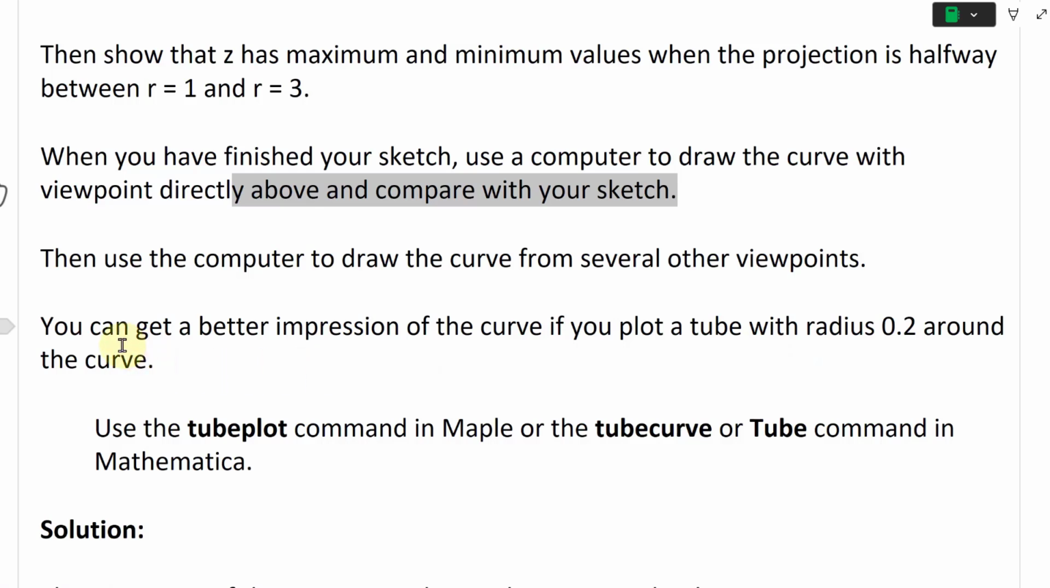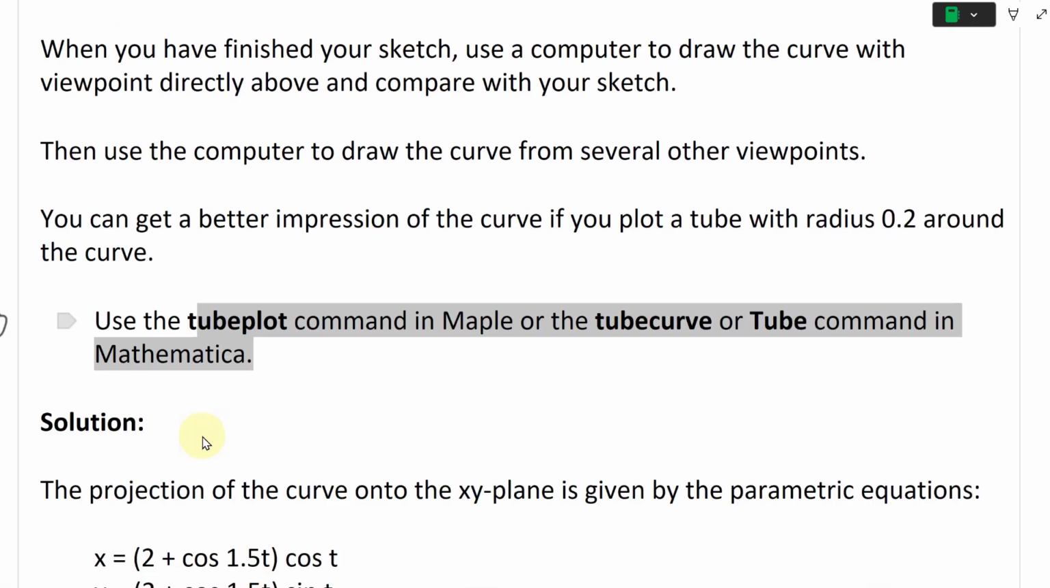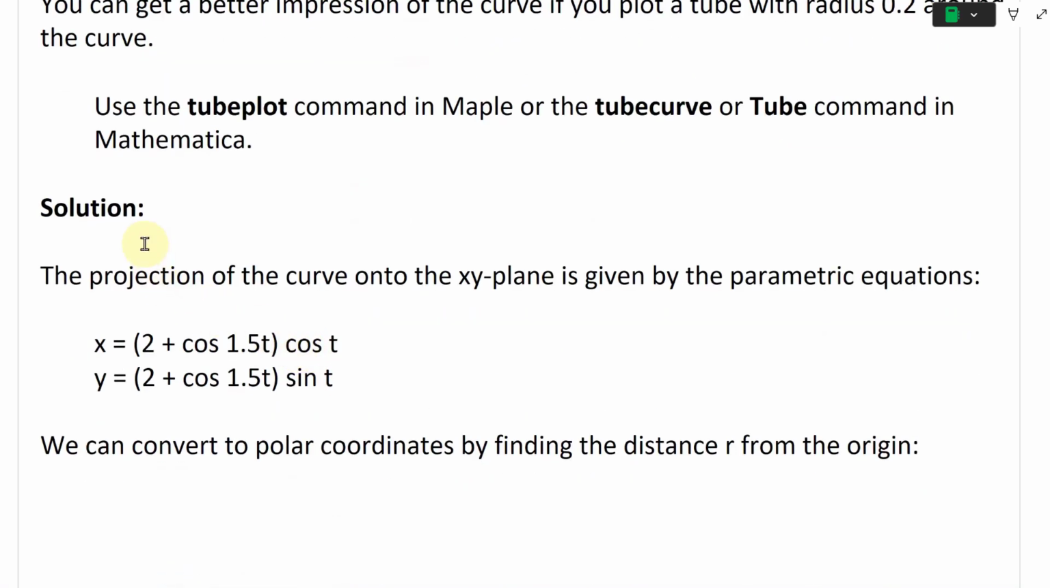And we're given a hint here. You can get a better impression of the curve if you plot a tube with radius 0.2 around the curve. Use the tubeplot command in Maple, or the tubecurve or tube command in Mathematica. These are some mathematical programs, pretty advanced. I think you have to download them and so on, but I'll just use GeoGebra and work around it as I can. All right, so anyways, let's take a look at the solution.